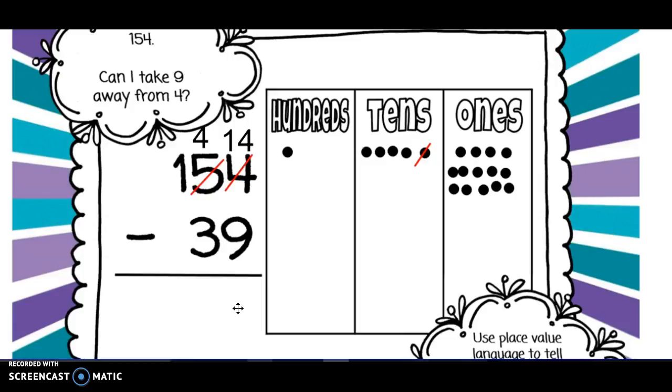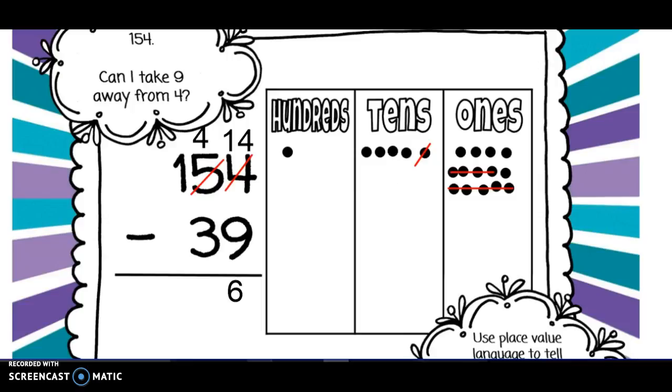Now, can I take 9 ones away from 14 ones? And that is yes. So I'm going to take 9 away. So there's 5, 6, 7, 8, 9. And that leaves me with 6 ones. So I'm going to put my 6 underneath the ones place. Then I need to subtract 3 tens.